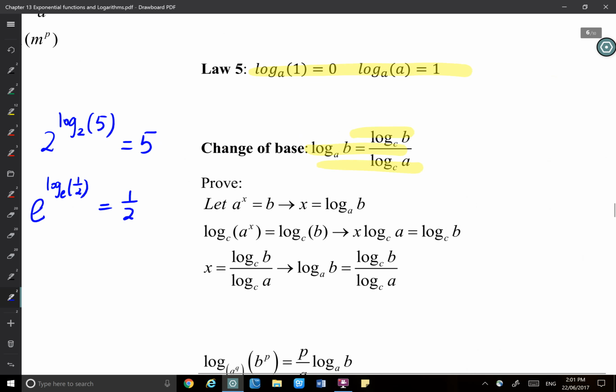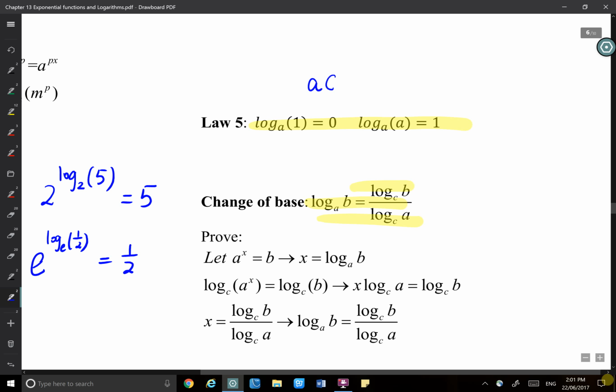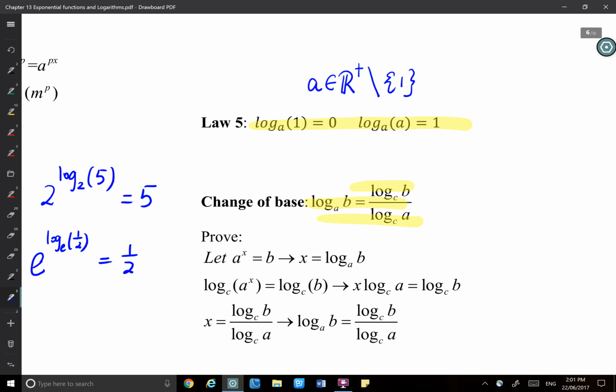And law number 5 is log of 1 in any base will be 0. Log of the base itself will be 1. Okay, those are two special points. What are the restrictions on a? A belongs to R plus except 1. The base a of the log needs to be R plus except 1.